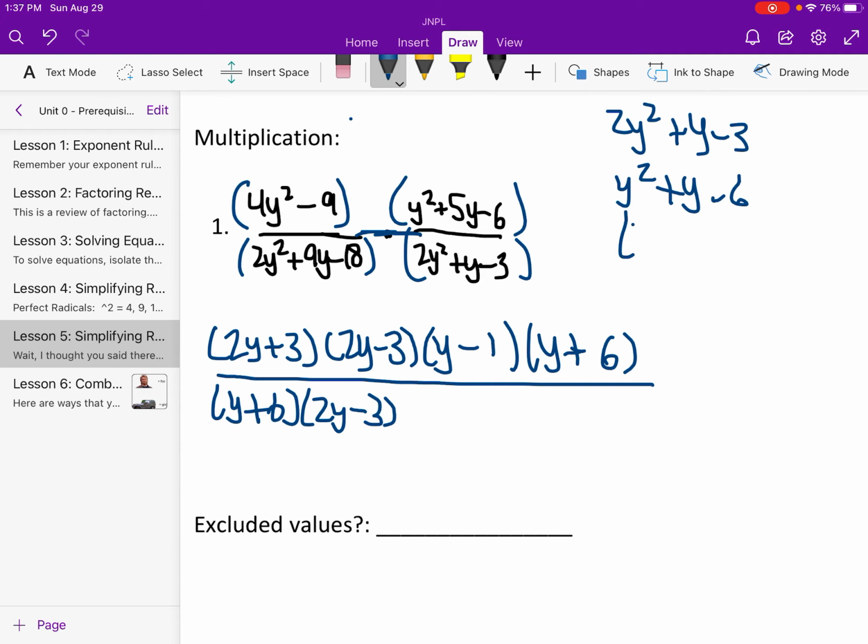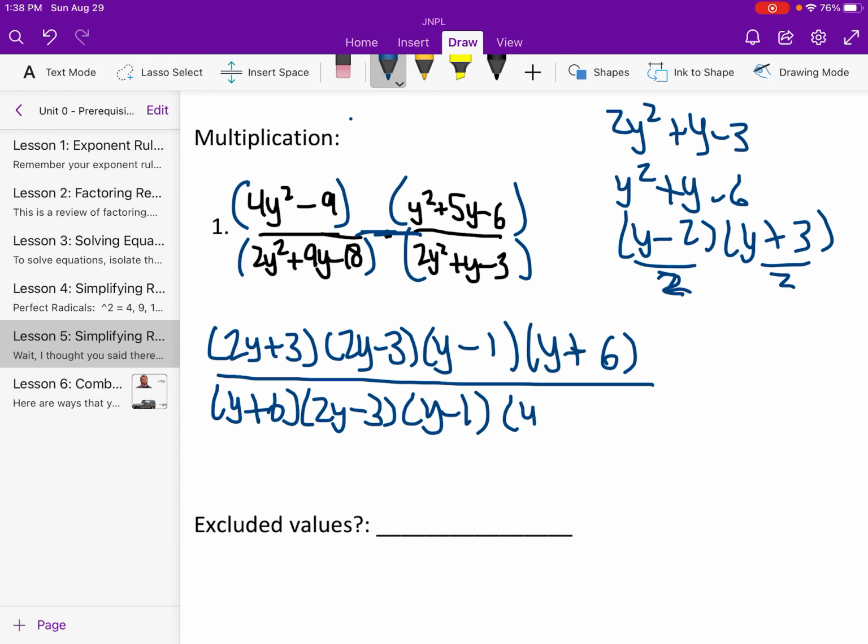Now, let's see, what can we use? We already can see 2 and 3. Might have not been this fast for you, that's okay. Then that would be a positive 3, because that makes it 1 and negative 6. Divide by 2 at the end, because we multiplied by 2. And that would give us y minus 1. And then 2y plus 3. And there you go. That is your answer.